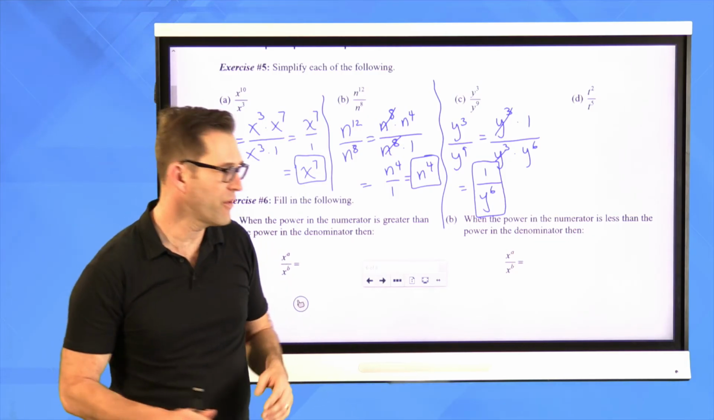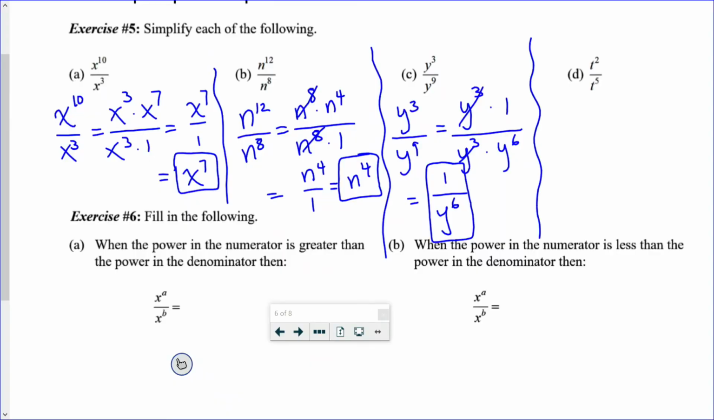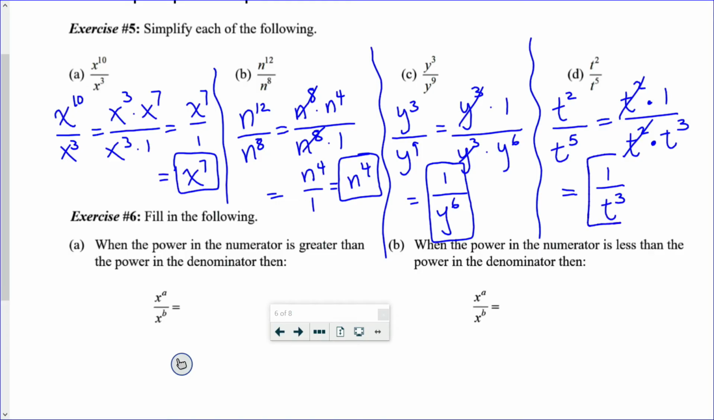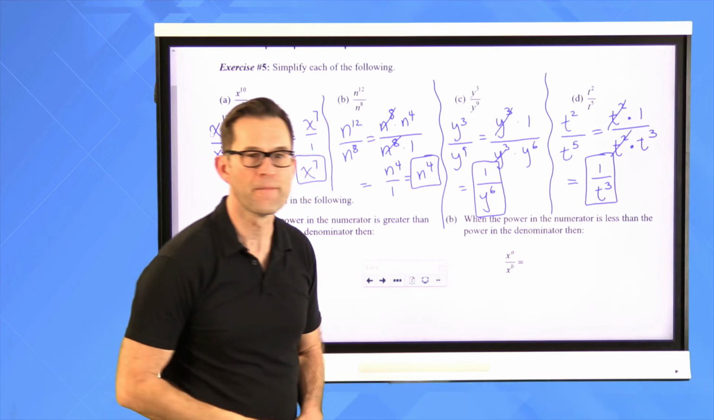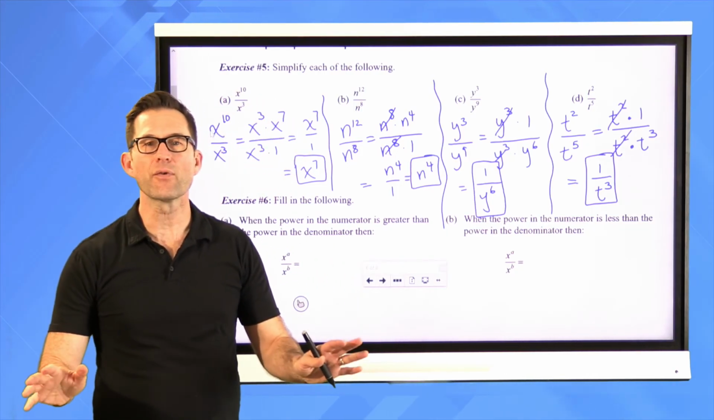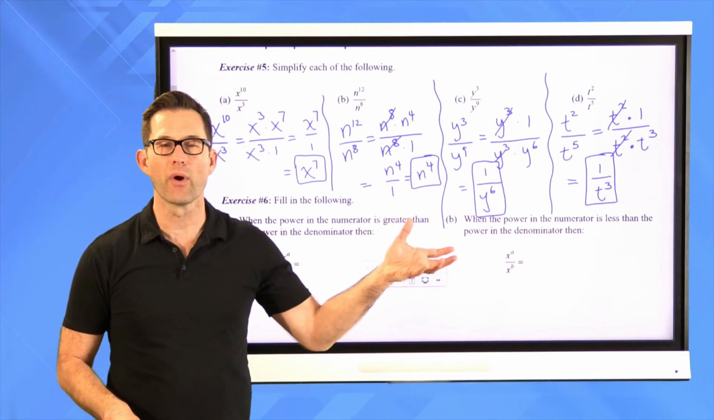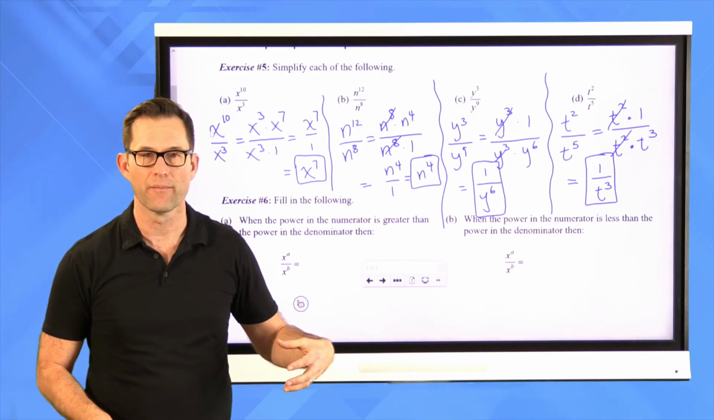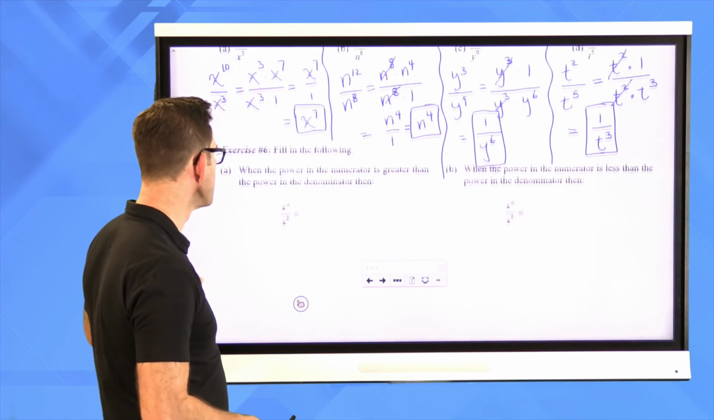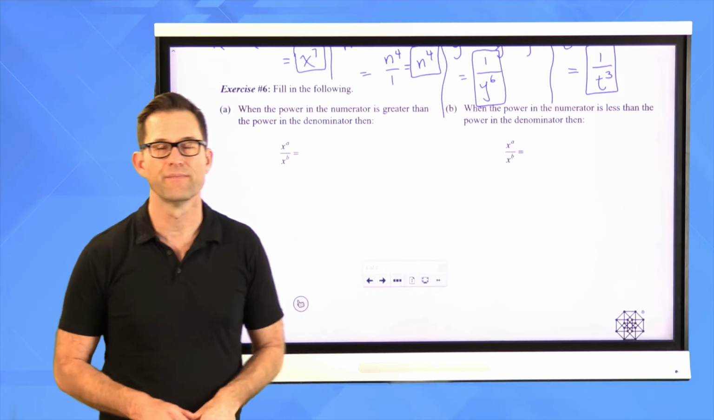All right, very, very similar. I've got t to the second divided by t to the fifth. All right, and I can think of that as t to the second times 1 all over t to the second times t to the third. Those two divide out to be equal to 1, and I just have 1 divided by t to the third. All right, so big difference between whether the higher power is in the numerator and the higher power is in the denominator. So let's generalize that now in exercise number 6.